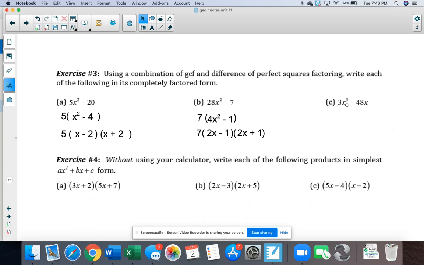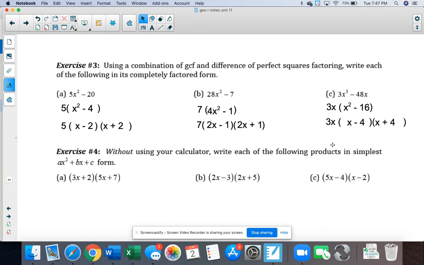And same thing on C, except this time I'm going to have a number and a letter that I'm going to be able to factor out. The greatest common factor for 3x cubed minus 48x is 3x. Now when I factor out a 3x, I'm left with x squared. And when I factor out a 3x from negative 48x, I'm left with negative 16. So the 3x is the greatest common factor. X squared minus 16 is what's left. This is the difference of two perfect squares. So my 3x stays in front, and I set up my parentheses, x squared minus 16, and that factors to x minus 4 and x plus 4.